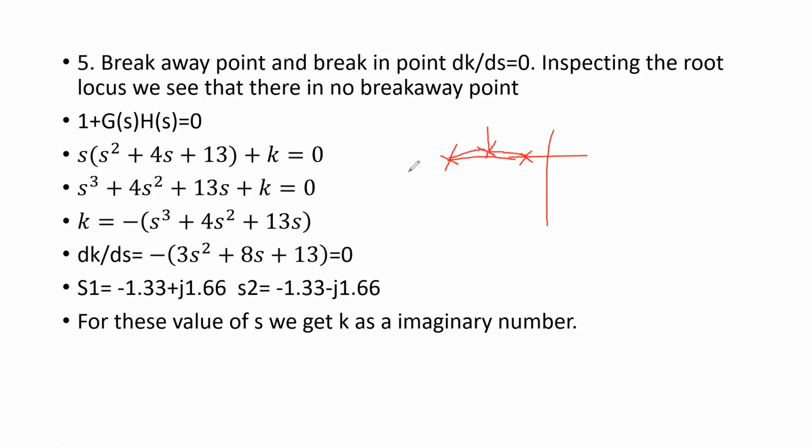But in our case, we have only one pole, that is also at zero. We don't have anything here. There are no two poles on the real axis. So there is no breakaway point.